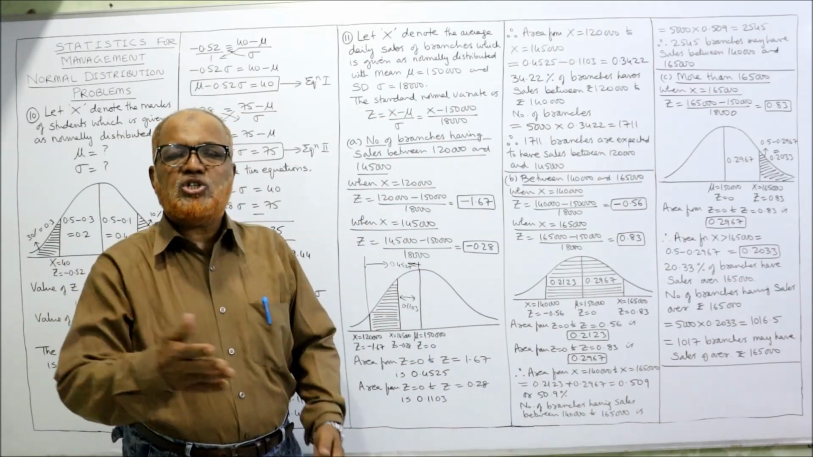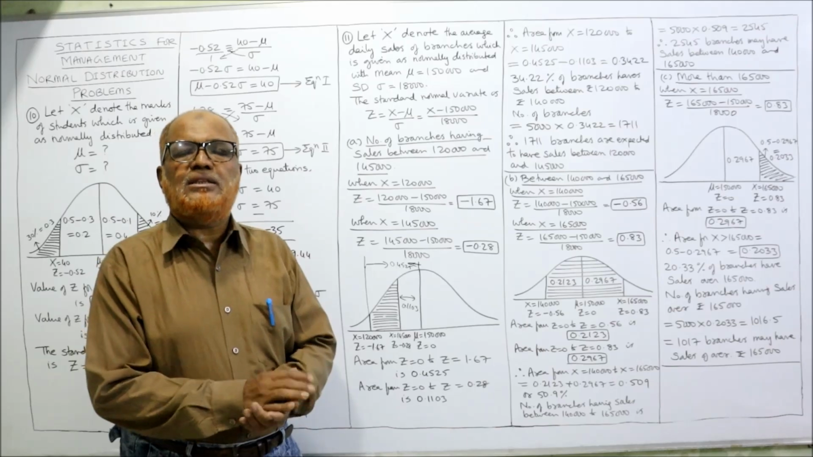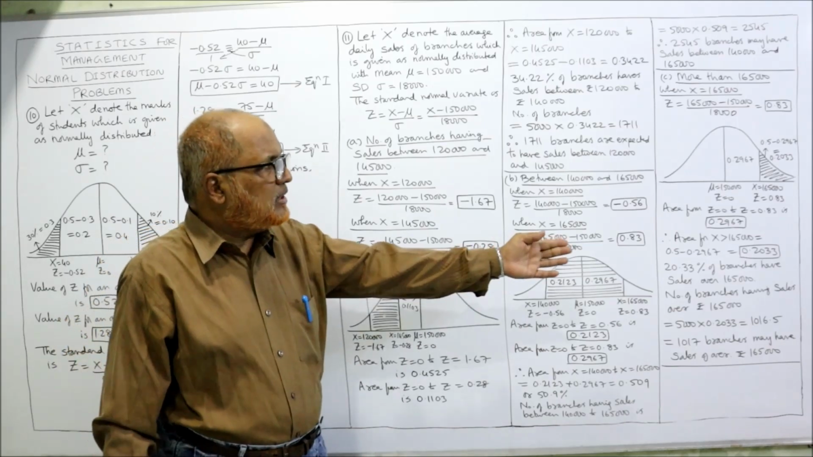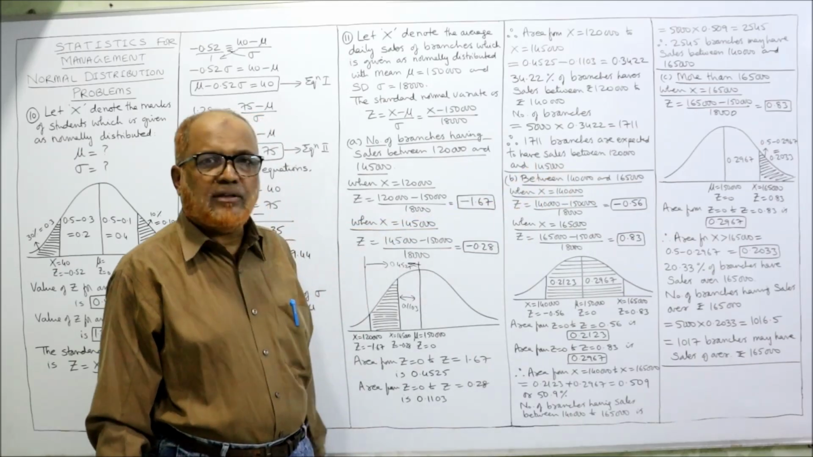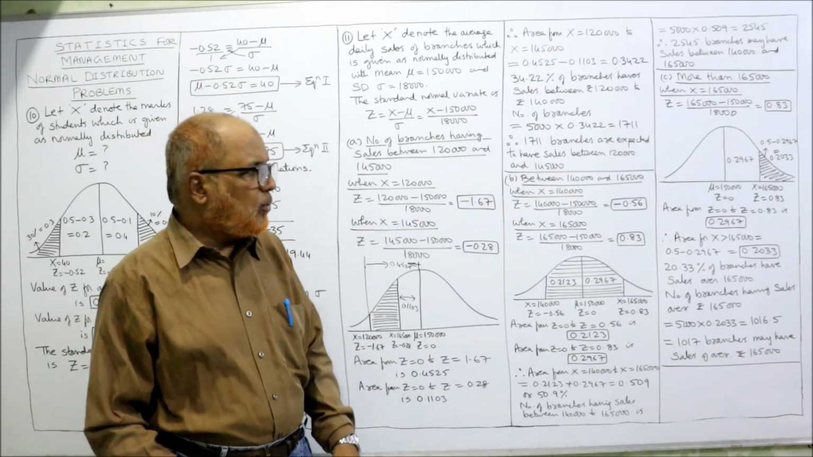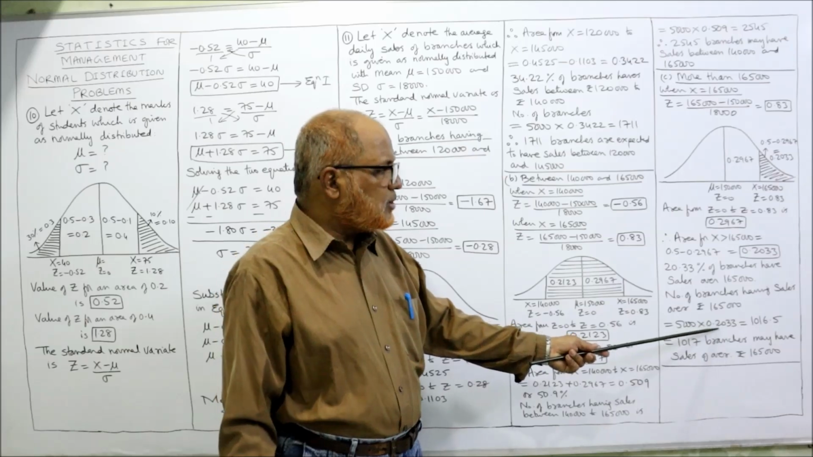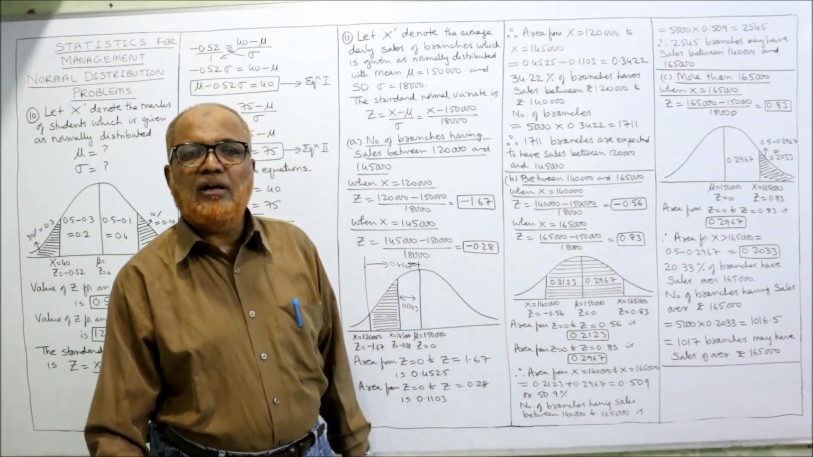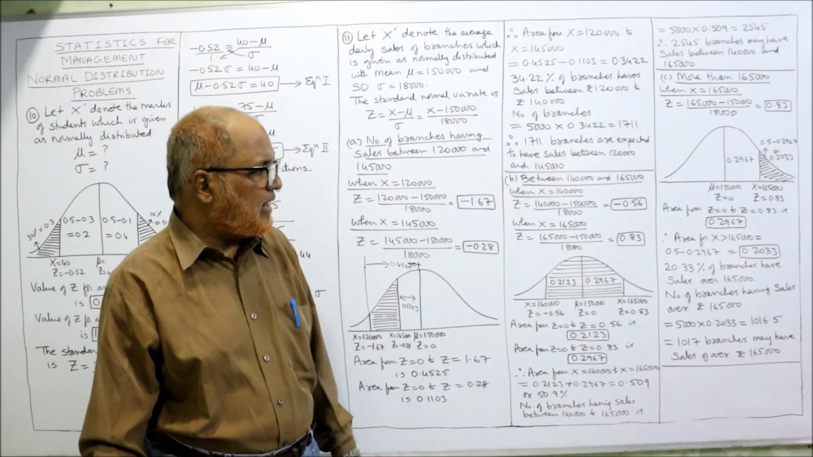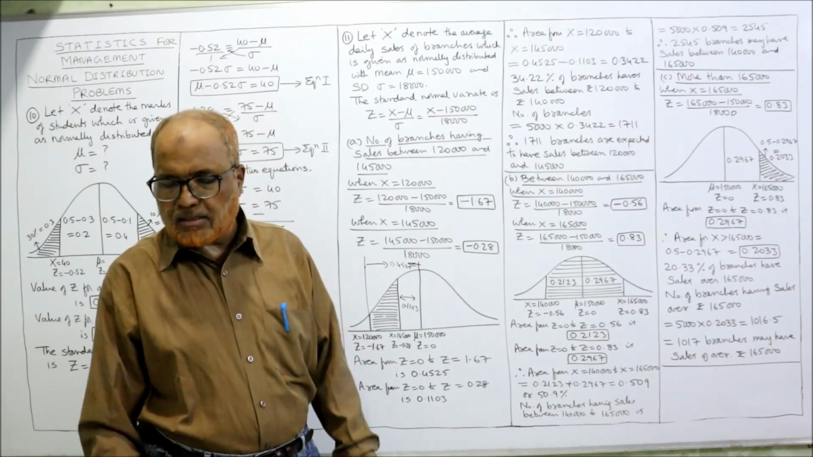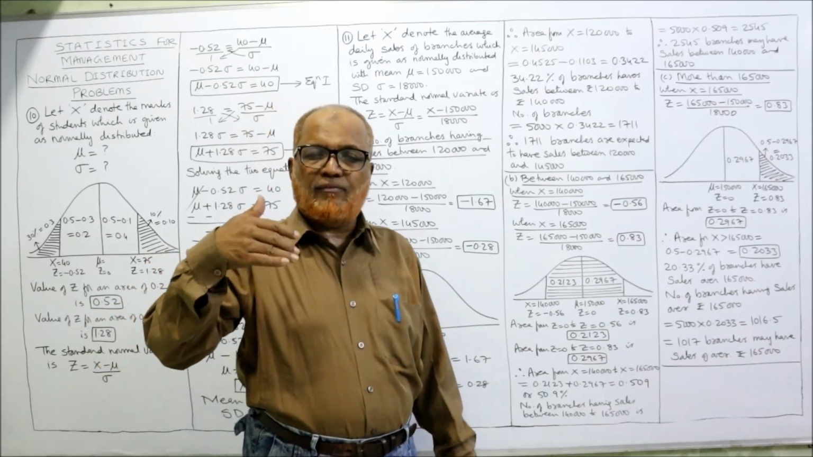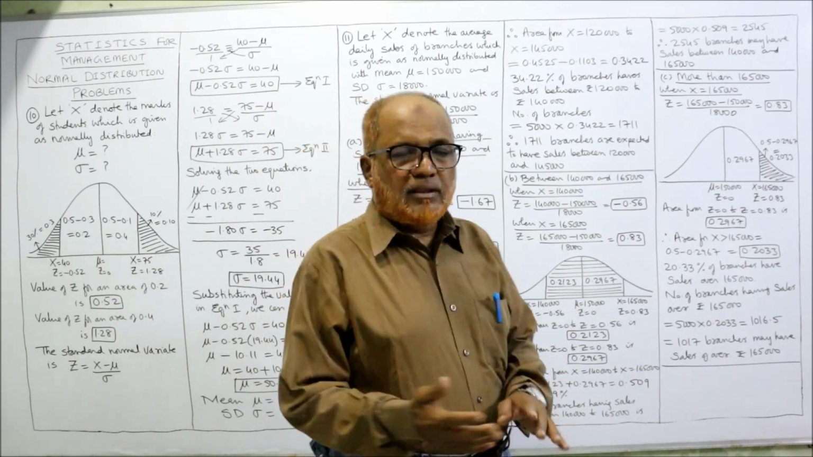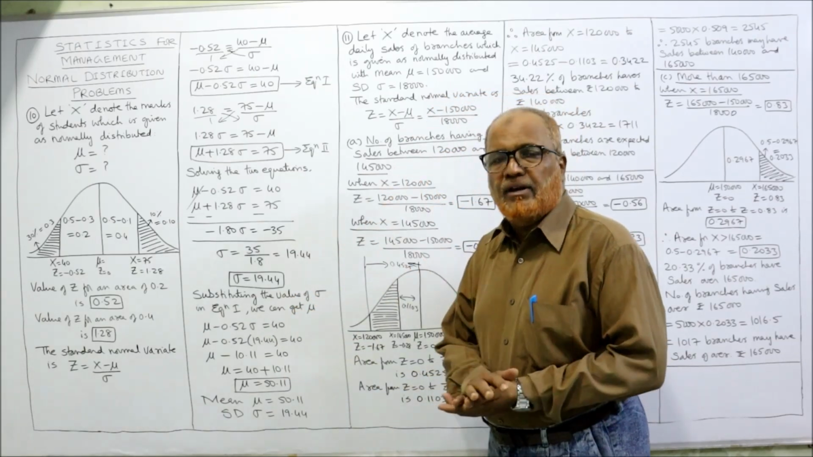Or in percentage terms, 20.33% of branches have sales of more than 1,65,000. The number of branches, if you want, 5,000 into 0.2033, 1,016.5. In other words, 1,017 branches are expected to have sales of more than 1,65,000. That's all. This is the end of problem number 11.